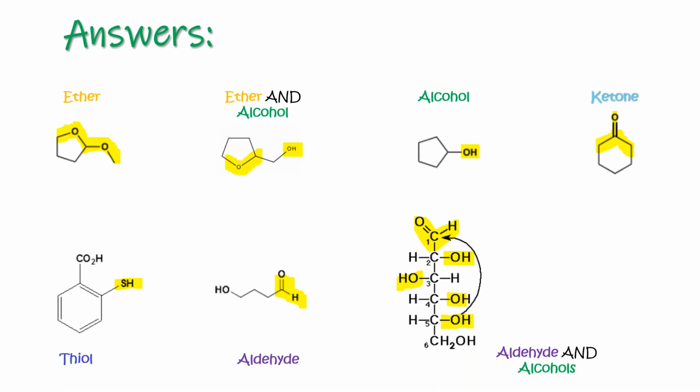So these are the answers. Hopefully you got them right. I highlighted in yellow the important things that would give away what functional group it was, and I included some molecules that have more than one functional group because it is possible to have more than one functional group in a molecule.